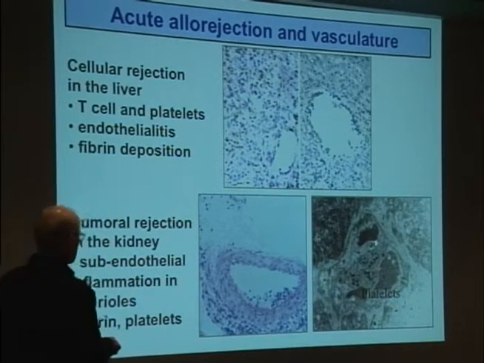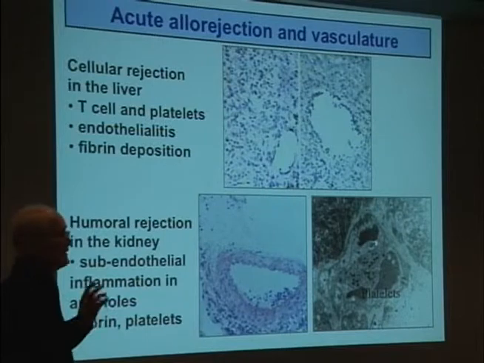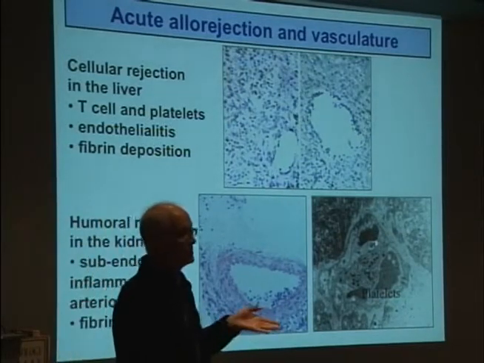Platelets are much more important with humoral rejection, which occurs in an allograft. Very unusual to see it in the liver. You do see it with the heart, you do see it in the kidney, and that's associated with fibrin deposition and lots of platelet sequestration. And that's what we see when we're also transplanting organs across species.